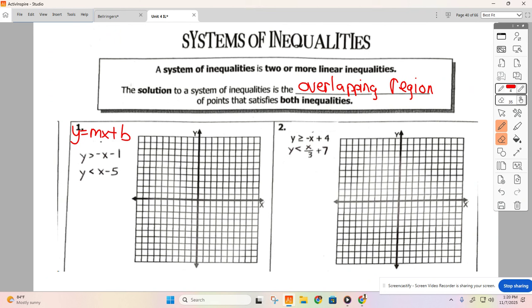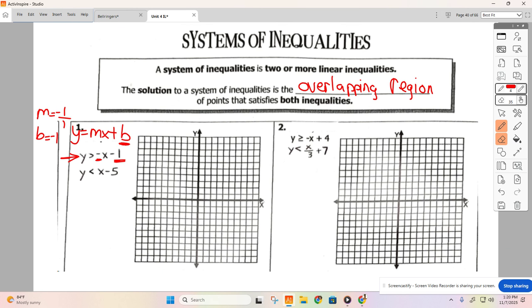My first line I'm going to do is this one here. My m, what's in place of it? It's a negative, but it doesn't have a number. I know that it means negative 1, and because slope needs to be a fraction, I'm going to put it over 1. What's in place of the b? Negative 1. B is negative 1.